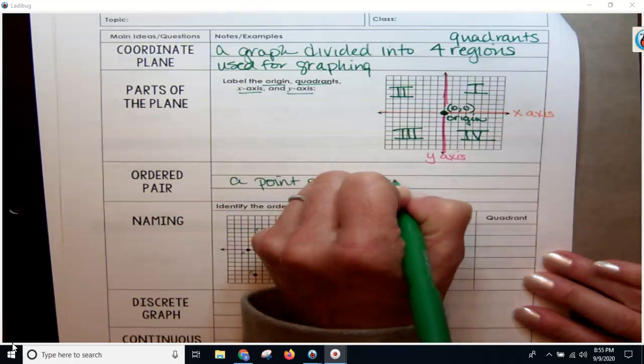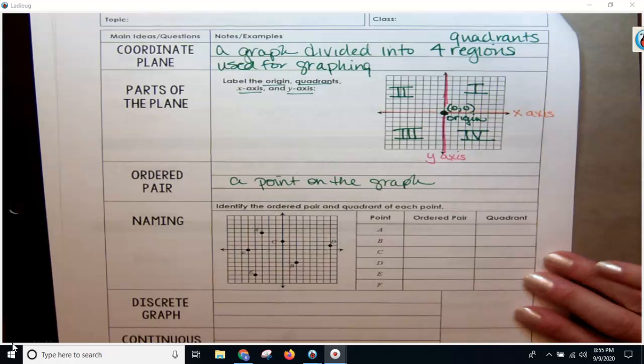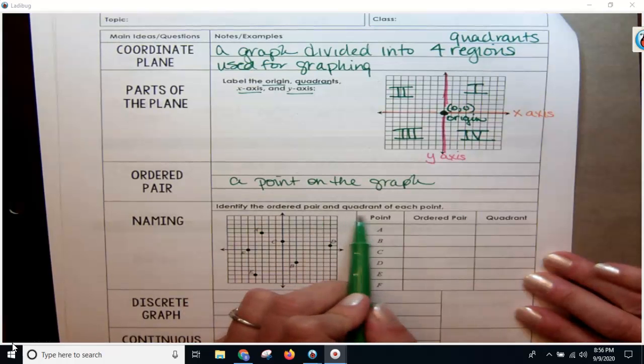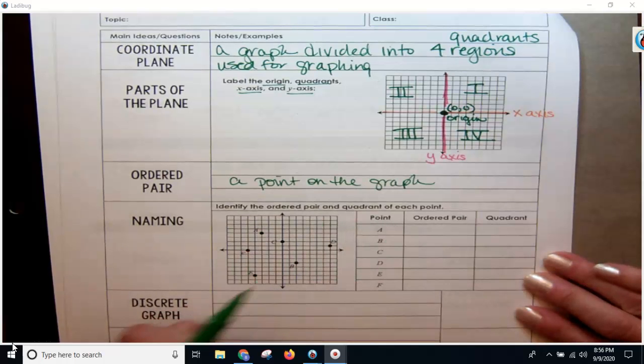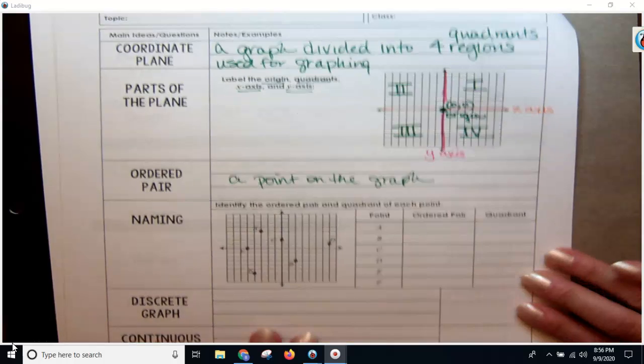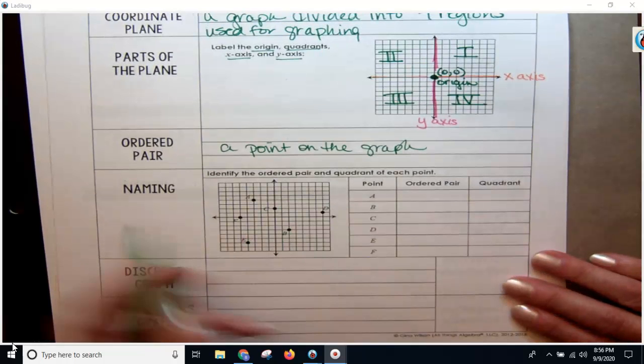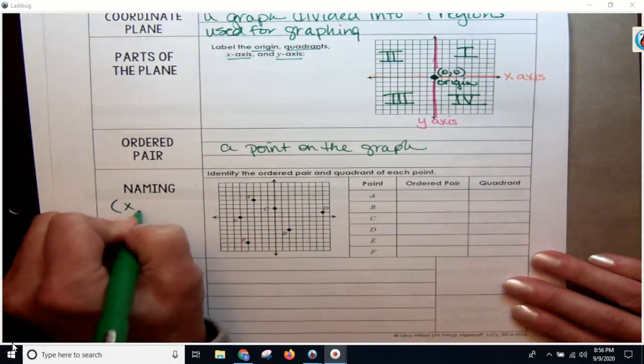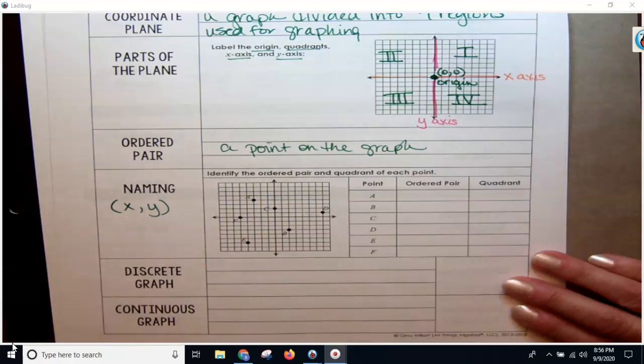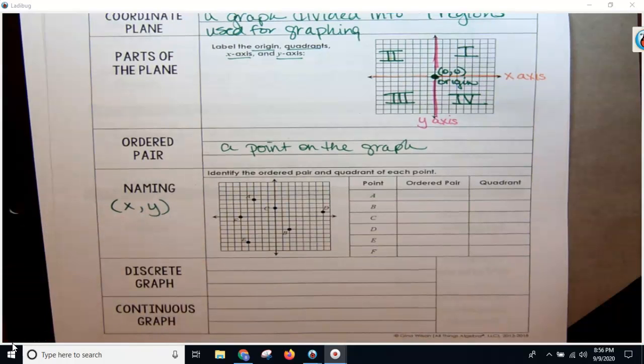And so if we're going to identify the ordered pairs and the quadrant of each point, if you can go ahead and pause the video and do that, that would be very beneficial to you. You need to make sure that you know how to do these. Now remember, your x is on the left, your y value is on the right.